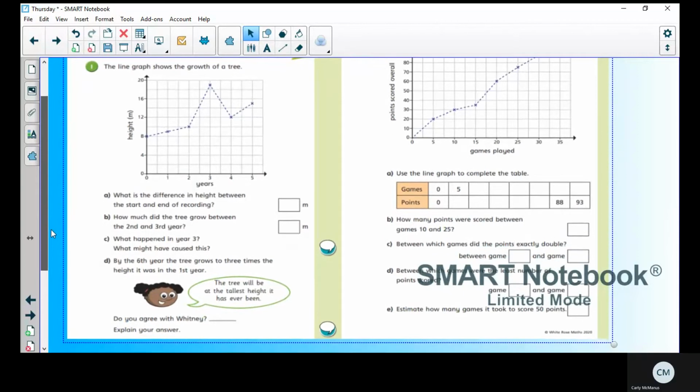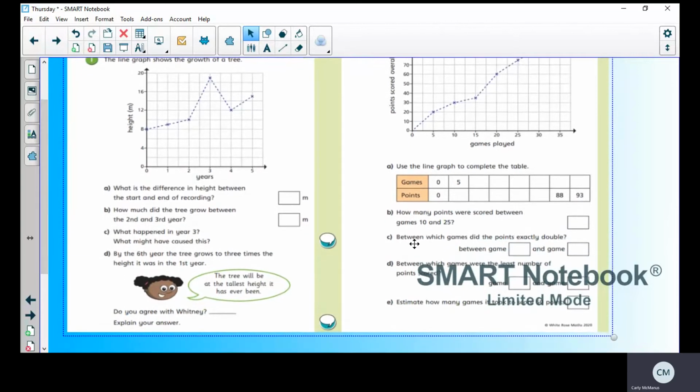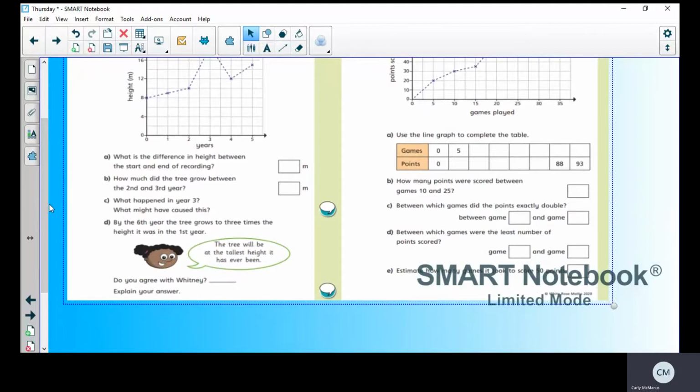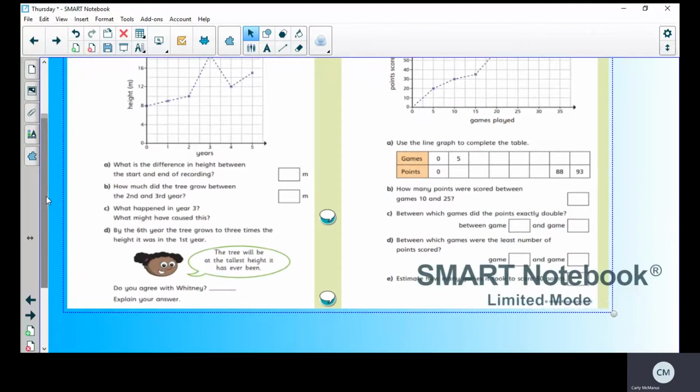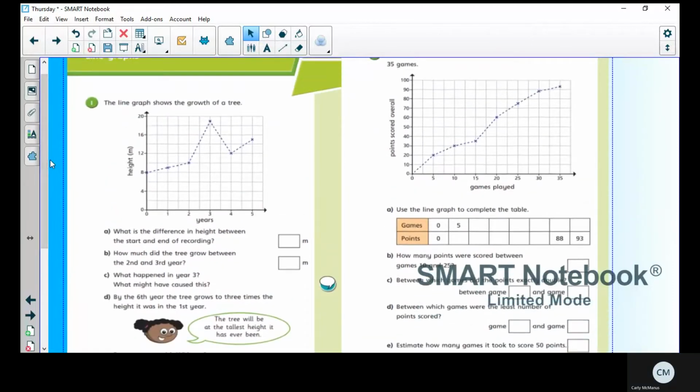And then, how many points were scored between games 10 and 25? So have a look on game 10, how many points were scored, how many were scored on game 15, how many were scored on game 20, and how many were scored on game 25. And then if you're looking for how many there are altogether, then you need to add them. It says between which games did the points exactly double? So what number has been doubled?